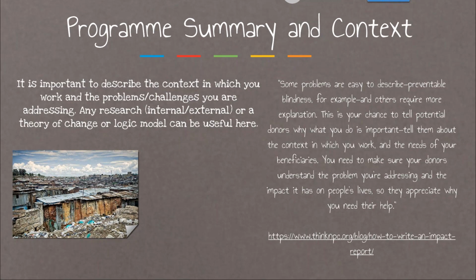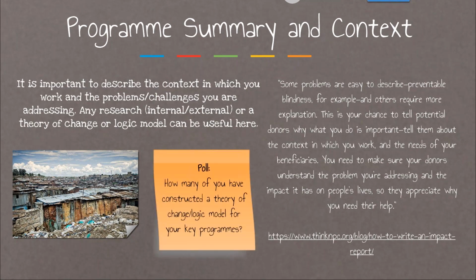Some problems are easy to describe. Preventable blindness, very easy to describe, for example, and others require more explanation. It's in this section that there's a chance to tell potential donors why you do what you do and why it's important and the context in which you work.